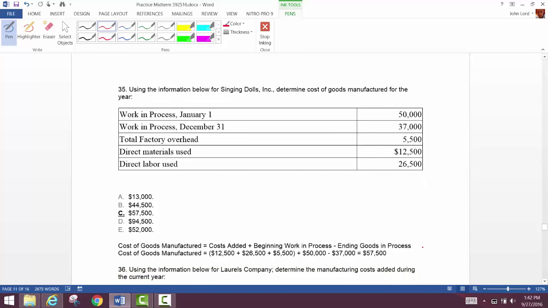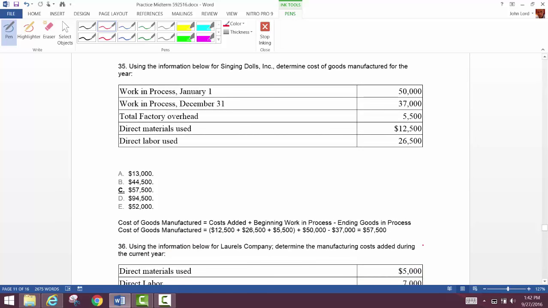Using the information. Did we do this one before? The singing dolls. I might have given you a different question for them this time. Let's take a look at it. I think we'll have a little time to finish this one and another couple. So the work in progress, what do they want? Cost of goods manufactured? Okay, so we're going to analyze the work in progress, right? And we're going to try to get the subtract here.